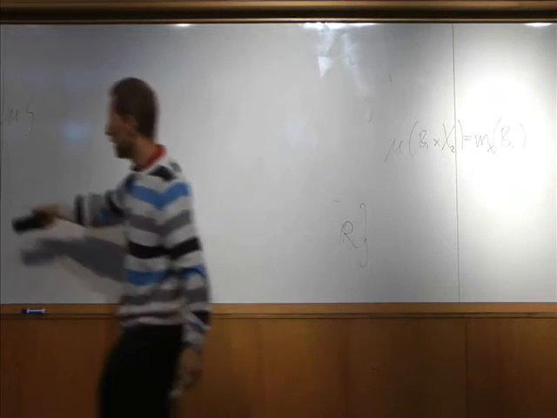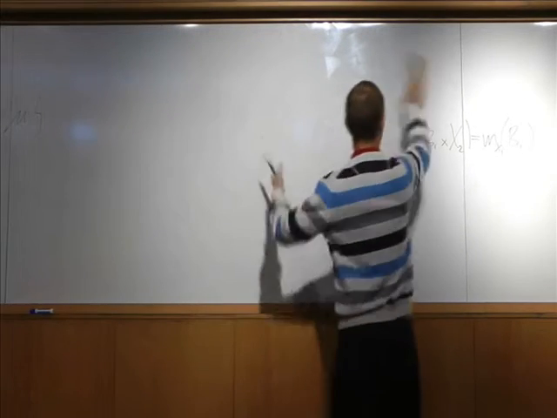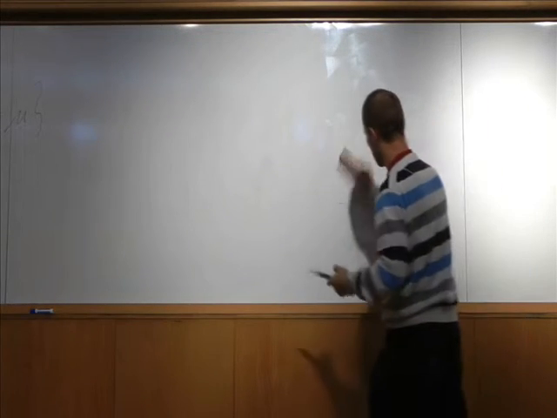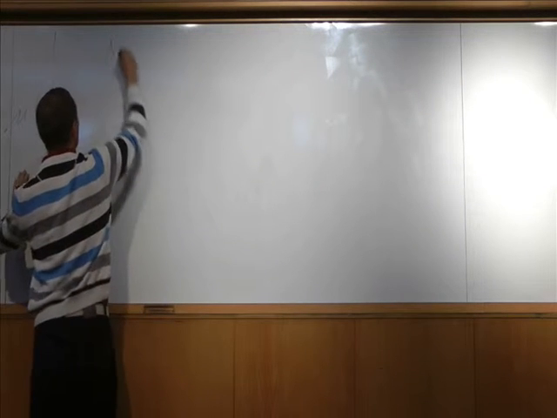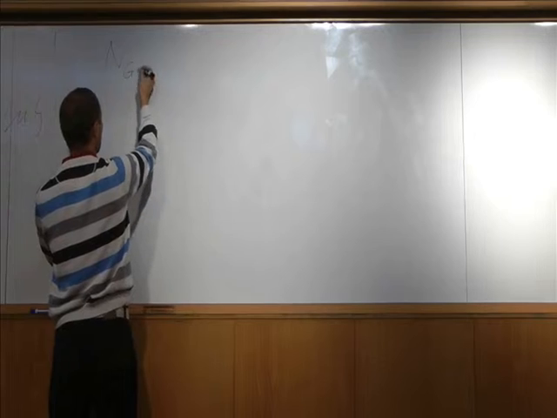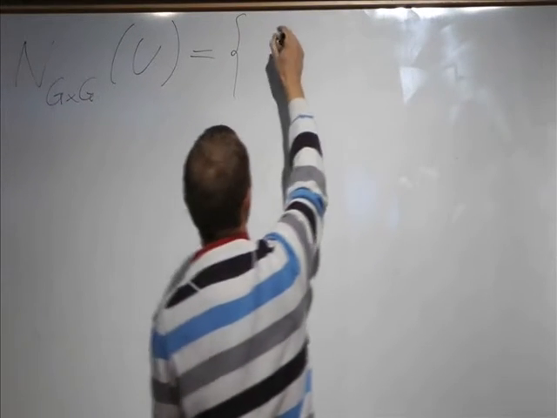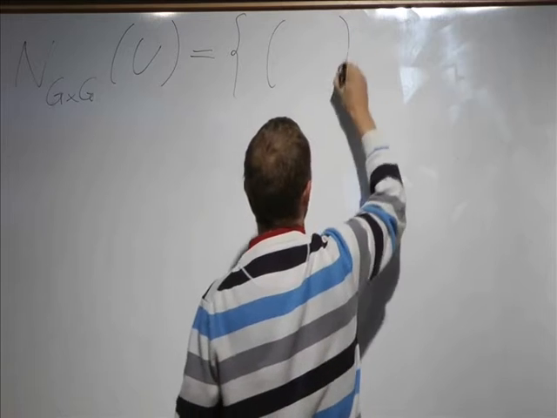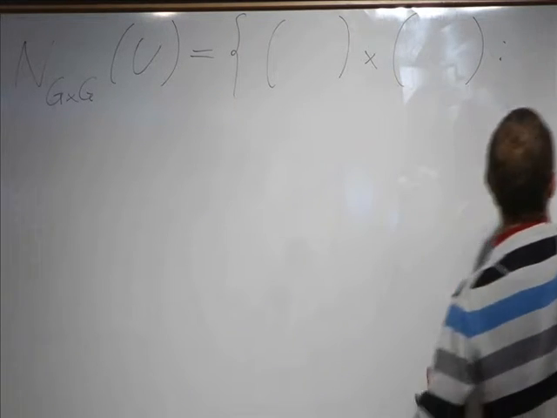Now, because we know that our measure projects, we know that we aren't always in that situation. Because let me just write down what the normalizer looks like. The normalizer in G, which is G cross G really, of the group U, which is the diagonal horocycle, this normalizer, you think about it for a while, not too long, looks like this.